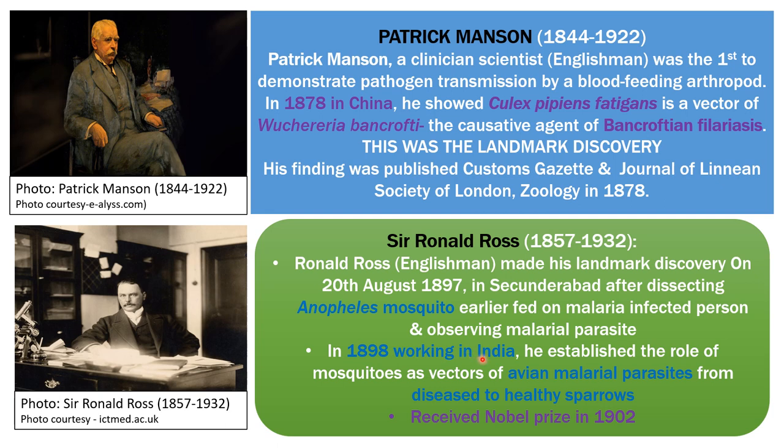In 1898, working in Calcutta, India, he established the role of mosquitoes as vectors of avian malarial parasites from diseased sparrows to healthy sparrows. For this groundbreaking discovery, he received the Nobel Prize in 1902.